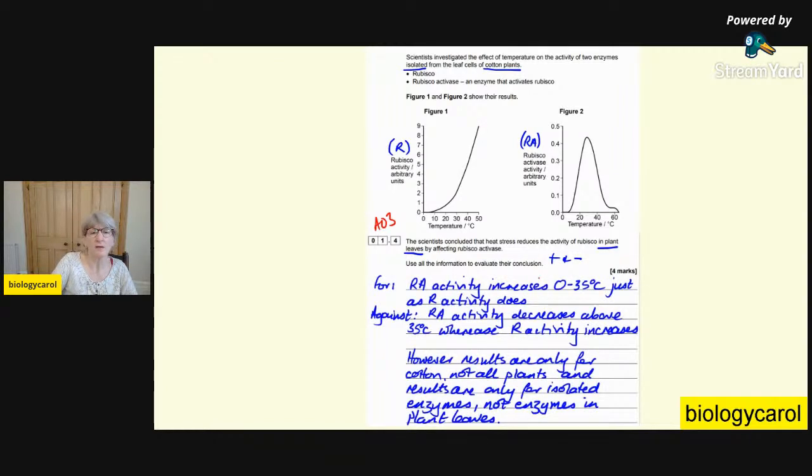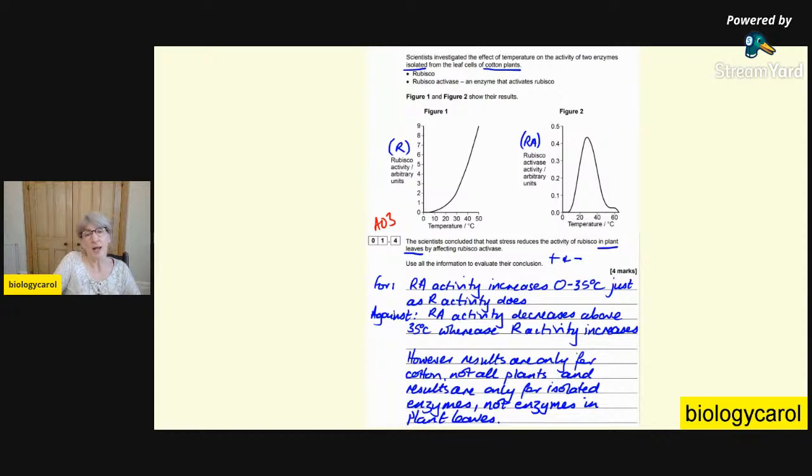So here is my for from the data. My for is Rubisco activase increases 0 to 35 degrees, just as Rubisco activity does as well. But the against is Rubisco activase activity decreases above 35 degrees, whereas the Rubisco activity carries on increasing. Now, at that point, I don't think I've got much more to say about the data. Now I'm going to go to critiquing the experiment. If there was more that I could obviously say about the data, I'd do it.